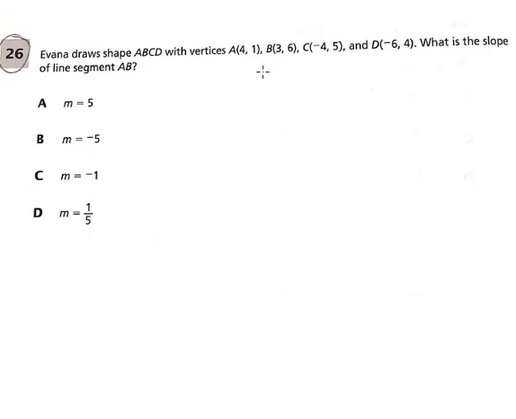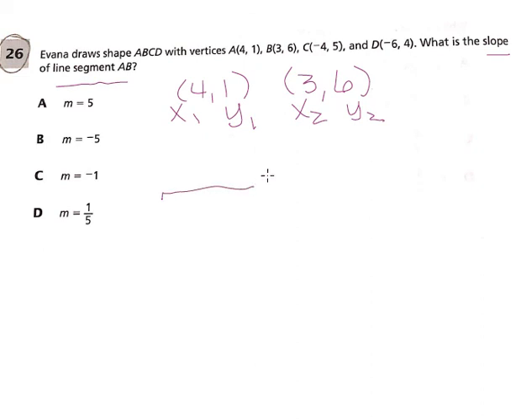So in this problem, they give you a lot of unnecessary information. All it is asking for is the slope of the line segment AB. So you need point A, which is (4, 1). You need point B, which is (3, 6). They even gave you the positive ones. So you've got x1, y1, x2, y2, and you find the slope.